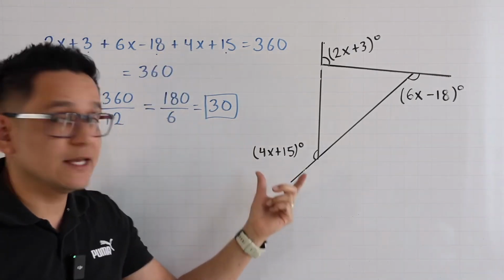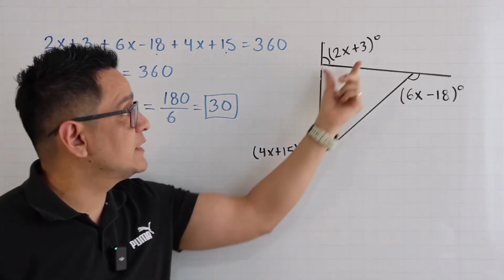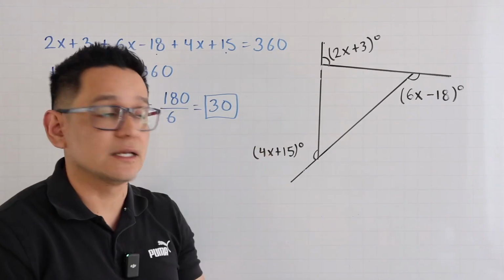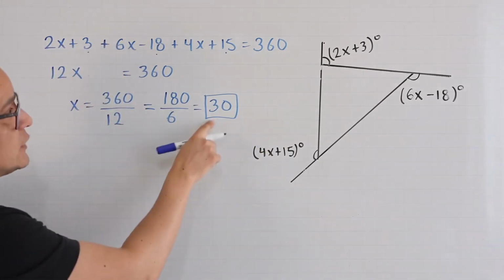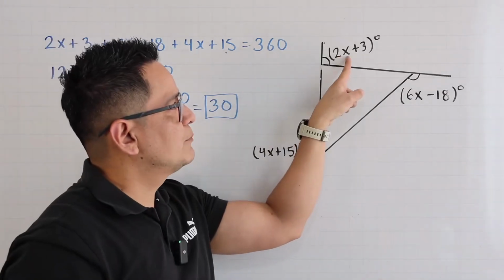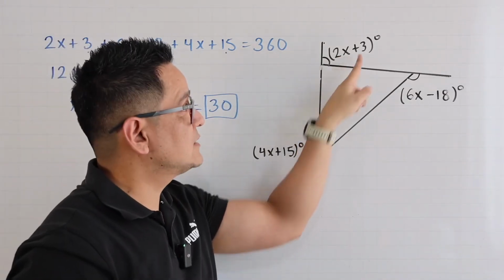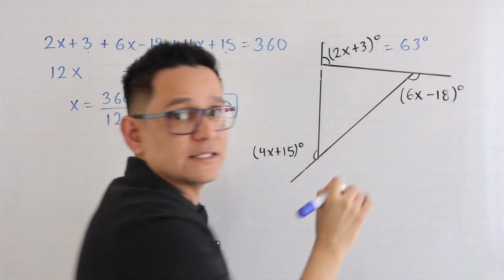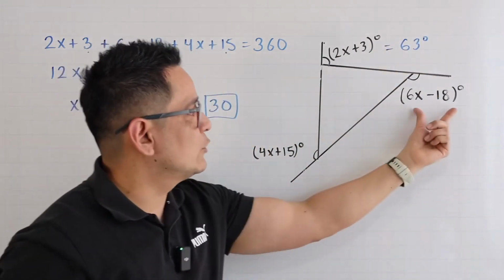This means that what I have to do next is simply substitute a 30 into each of these algebraic expressions. So let's go ahead and put a 30 in here. You can do it in your head, right? Let's see. 2 times 30 is 60. Plus 3, that's 63. So this angle measures 63 degrees. That's done. Let's move on to this one.